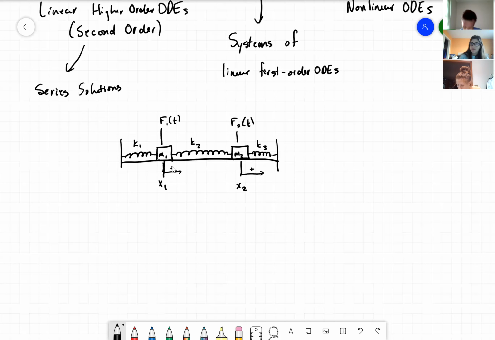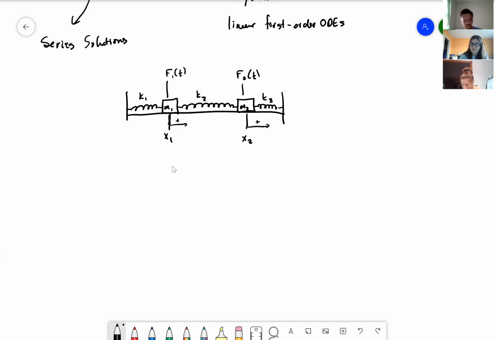And if we work out what this system should be in much the same way that we did before, what we'll get is two ODEs. So there'll be an ODE representing what happens to the first mass, and an ODE representing what happens to the second mass, but they will depend on each other. So how the forces that are applied to one mass will depend on the position of the other, and vice versa.